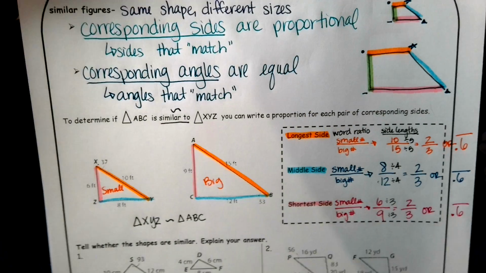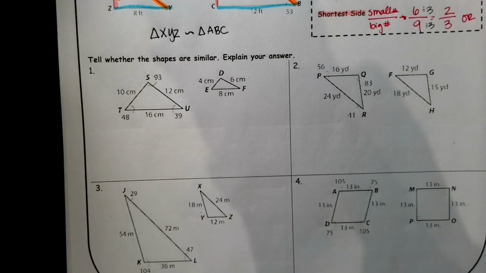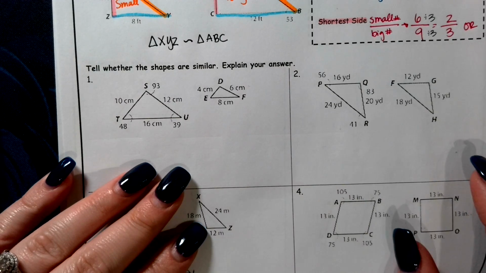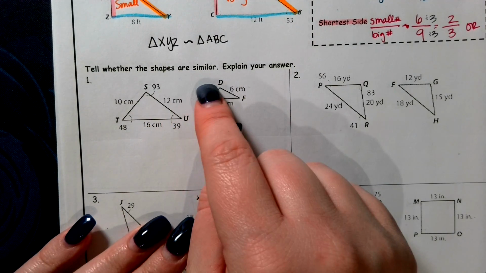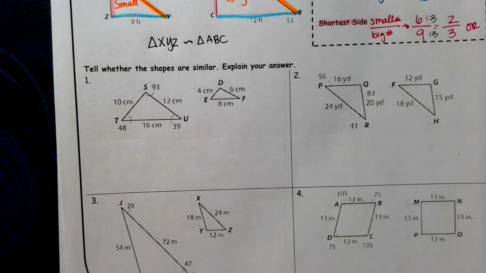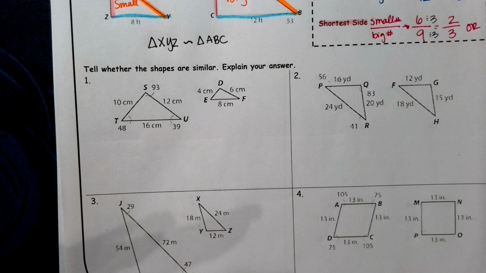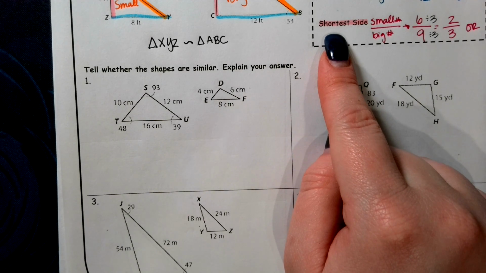But otherwise, go ahead and go on to the practice problems at the bottom. We need to go through, just like we did up here, and tell whether the shapes are similar. And then we need to explain our answer. How do we know that they are or are not similar? Like we did up here, the first thing you want to do is highlight those corresponding sides.